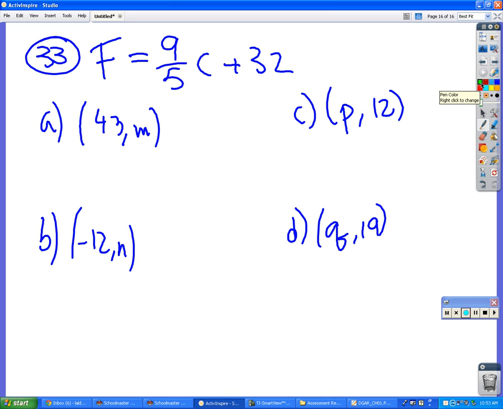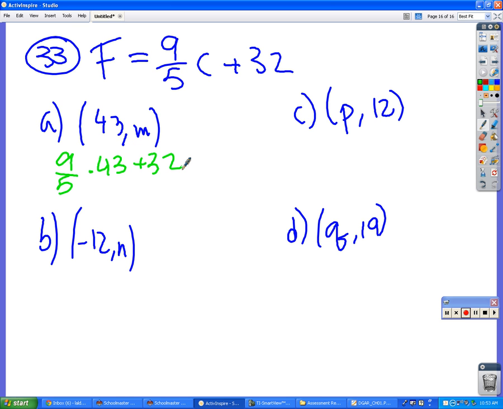All right, so let's walk through these a little bit together. So if you plug 43 in here for C, and you don't have a calculator, how can you do that without a calculator? How can you do it without your phone? Your brain. Right, so talk to me, how do you do this? You guys remember?